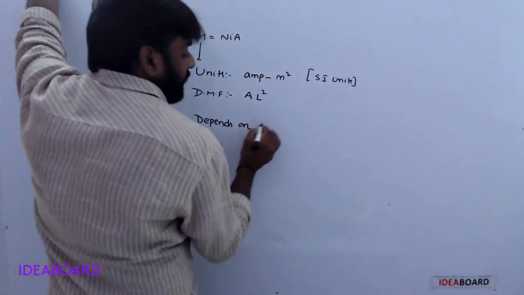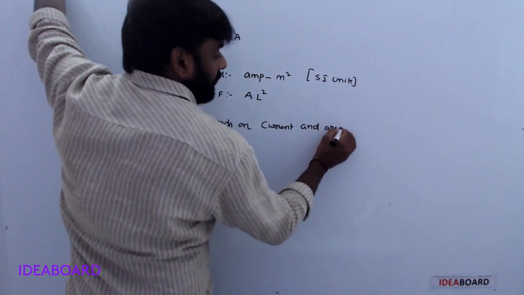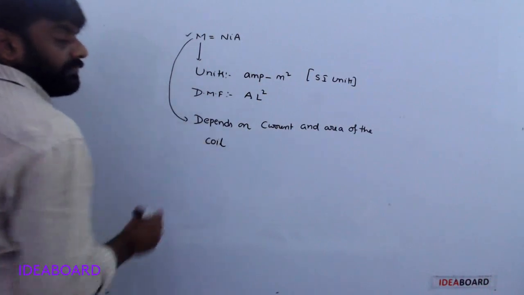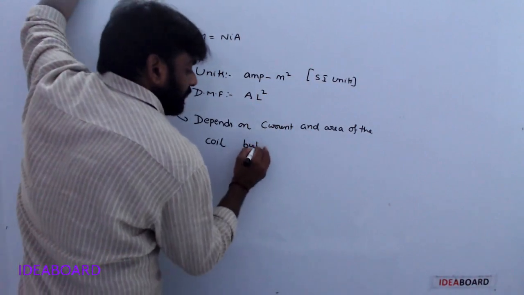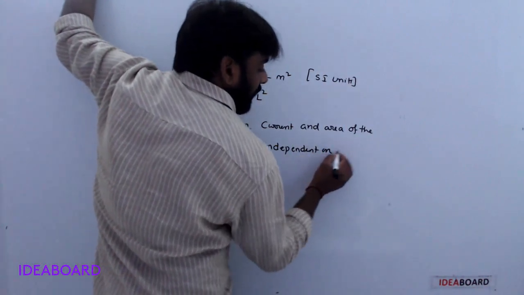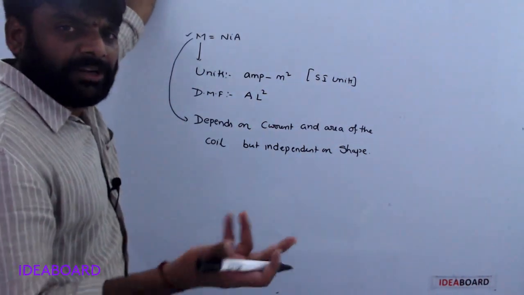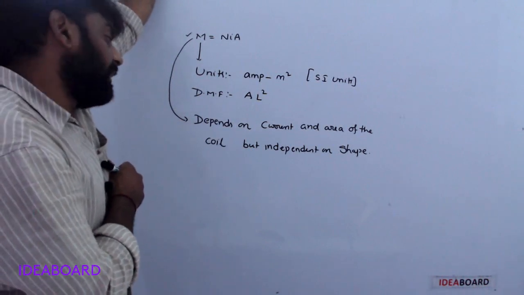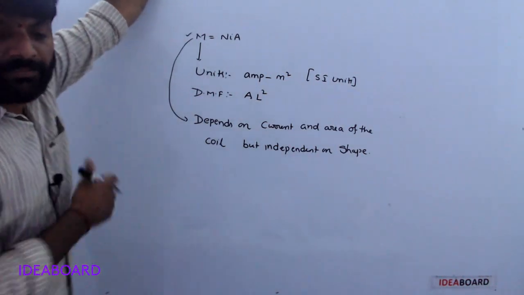Now it depends on the current and the area of the coil, but it is independent of shape. Whether the coil is circular or rectangular, whatever it may be, it is applicable. It mainly depends on current and area of the coil, but is independent of shape.